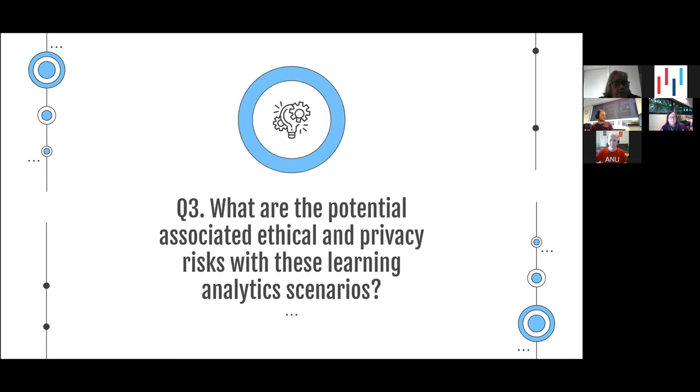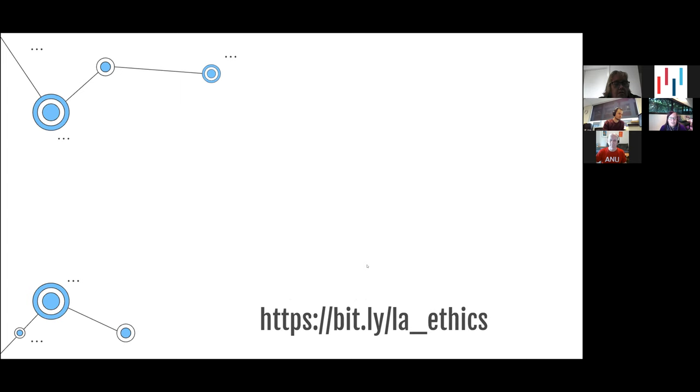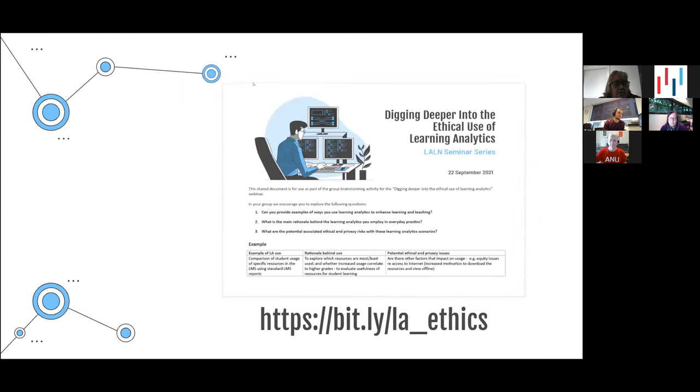And then together as a group, you can brainstorm what those potential associated ethical and privacy risks are. So if you go to the next slide, what we're going to do now is break you out into your breakout rooms. But before we do, just very quickly, there's the link there and we'll put that in the chat as well. This will take you to a Google Doc, which I'm hoping I've set the permissions for correctly. But again, please do let us know if there are any issues.